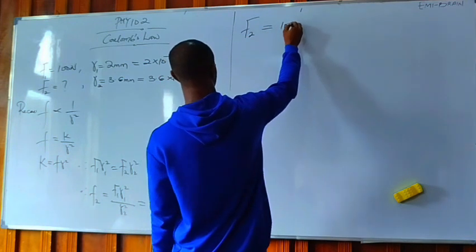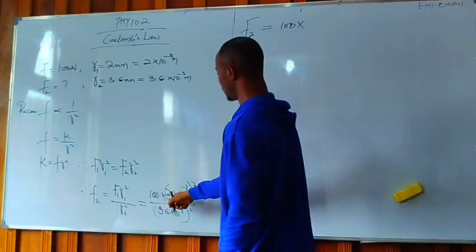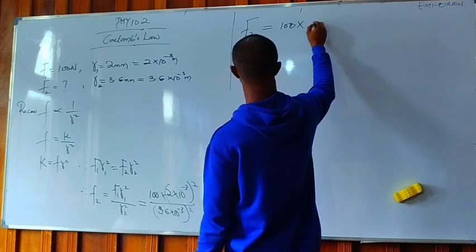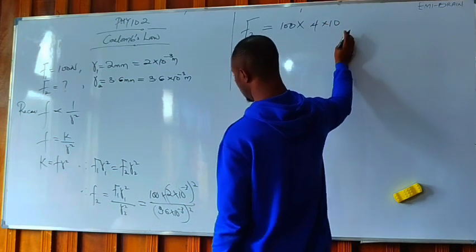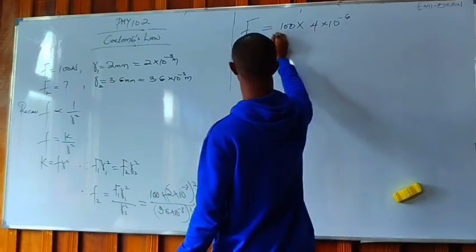What do we have there? We have 100 times what? 2 squares what? 4, Abi? 4 times 3 raised to the power of minus 6, right? Over what?